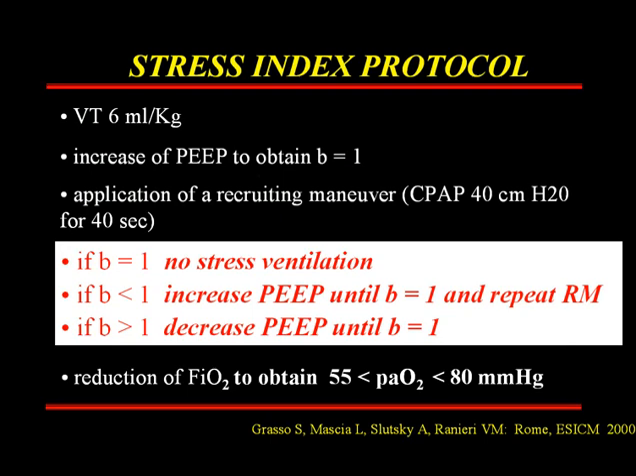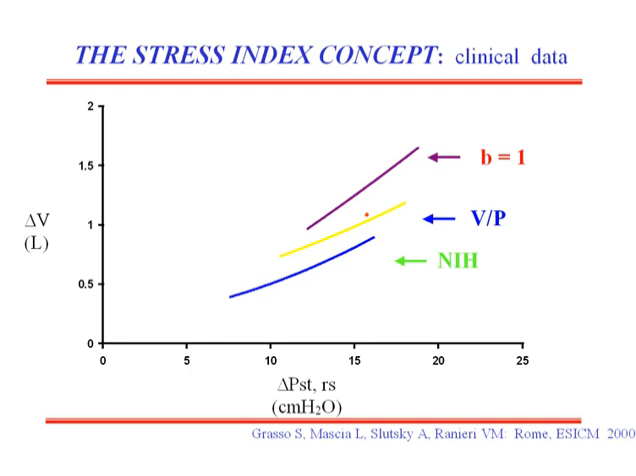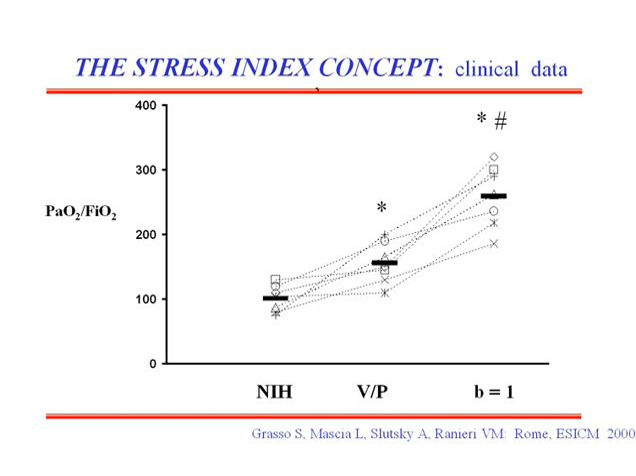First of all, the breathing pattern: the tidal volume and the PEEP level that came out of the different approaches. NIH, 6 ml per kilogram, low level of PEEP. The volume-pressure curve, 8 ml of tidal volume, 12 centimeters of water PEEP. With the stress index, tidal volume was fixed to 6 by definition, but the PEEP level was about 16 to 20 centimeters of water. The amount of alveolar recruitment, estimated using the technique that Laurent Brochard described previously, is clearly superior with the stress index approach, as is the improvement in oxygenation with the stress index approach, b equal to 1, which was higher than with the other two algorithms.